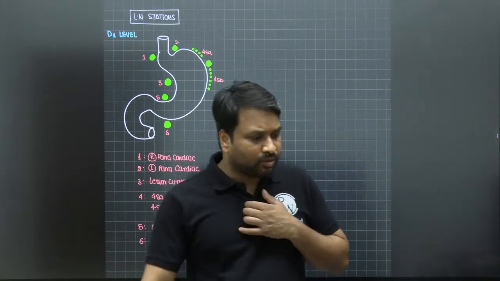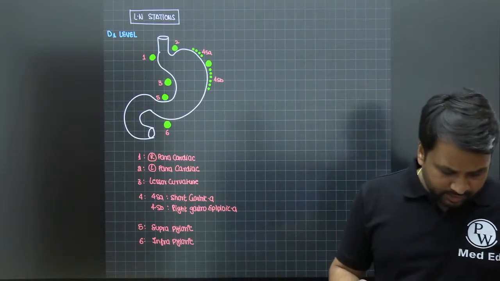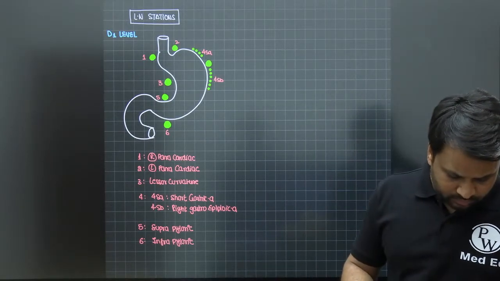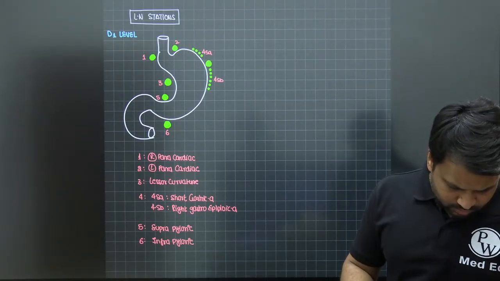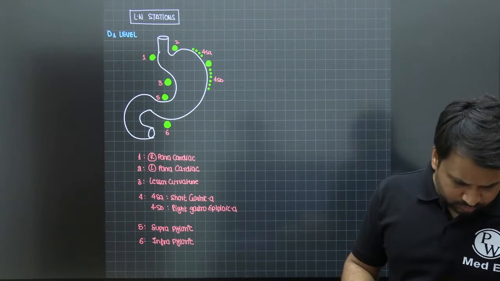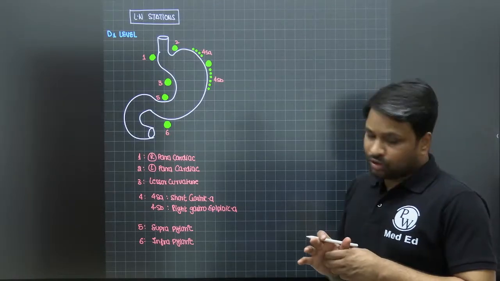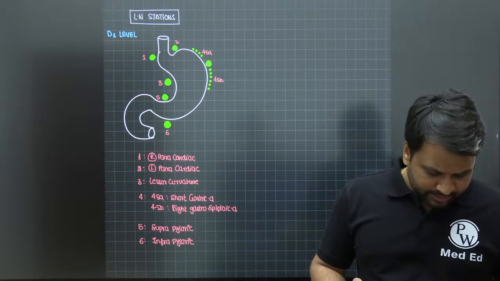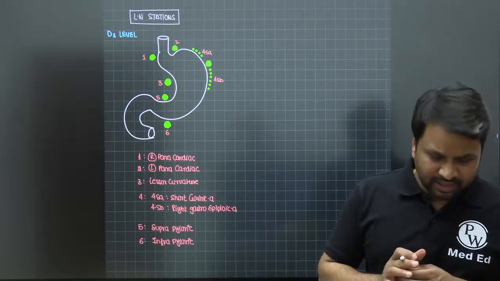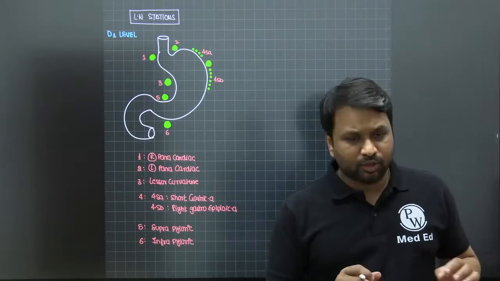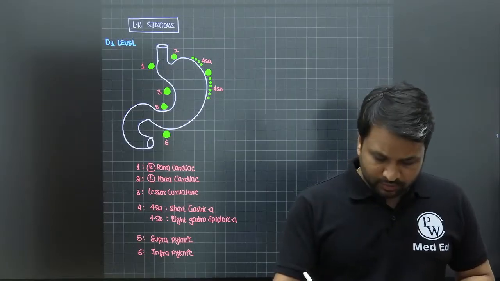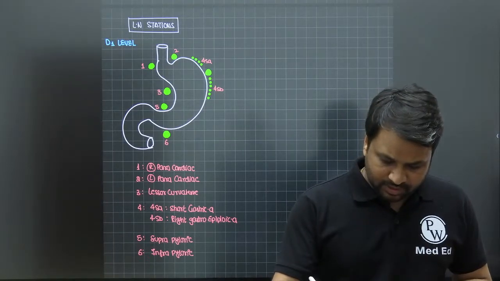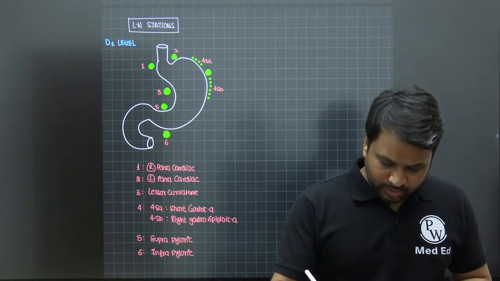So this is about your D1 level. Okay. So in a few textbooks, station 7 is also given as D1 level, that is along the left gastric artery, but we'll try to put it across in the same context. So this is about your first level of lymphatics. Now let's go here.